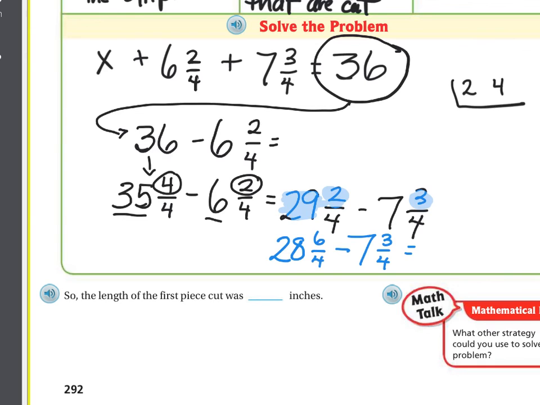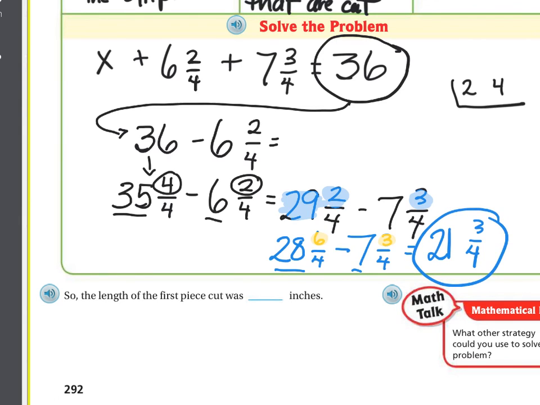So now we're going to subtract our fractions. What's 6 minus 3? 3. 3/4. And now we subtract our whole numbers. It's 28 minus 7. What's 28 minus 7? So the answer is 21 3/4.